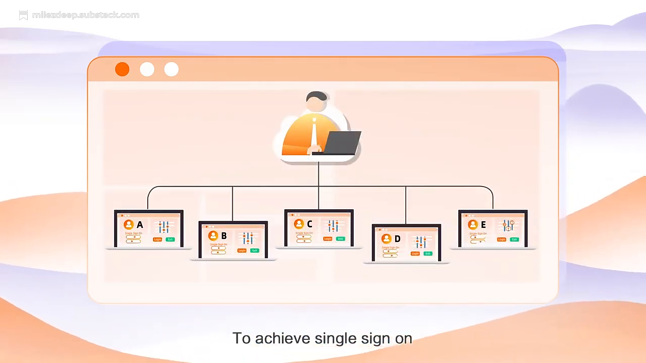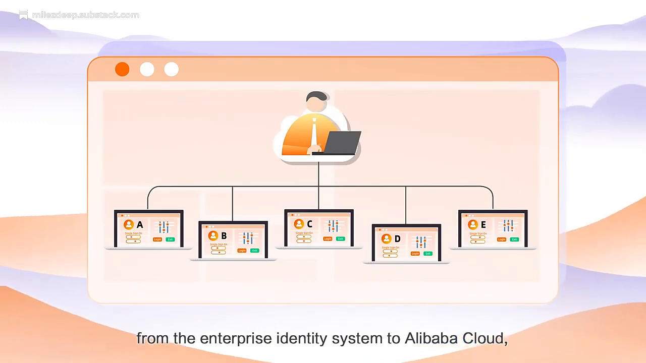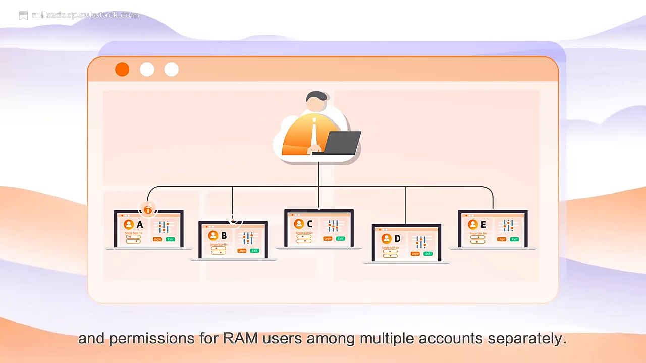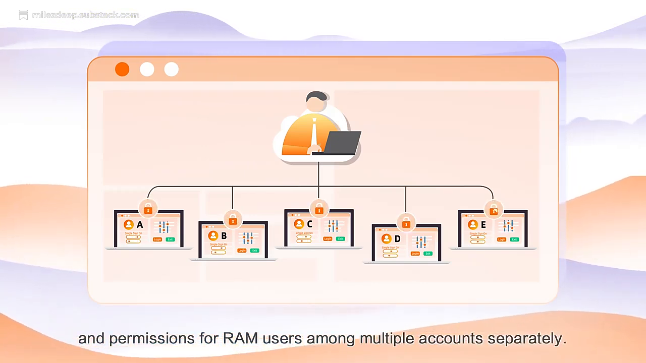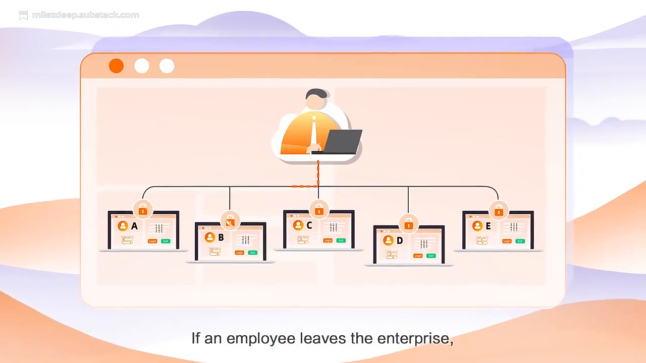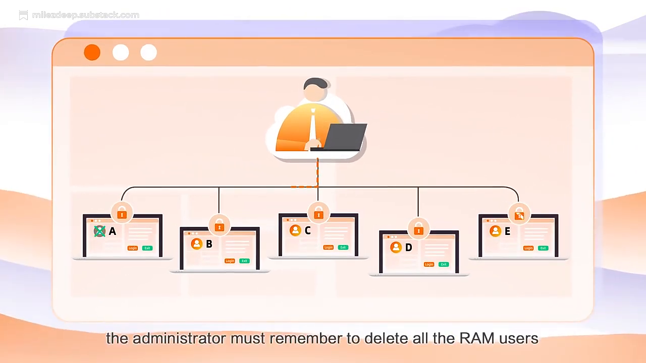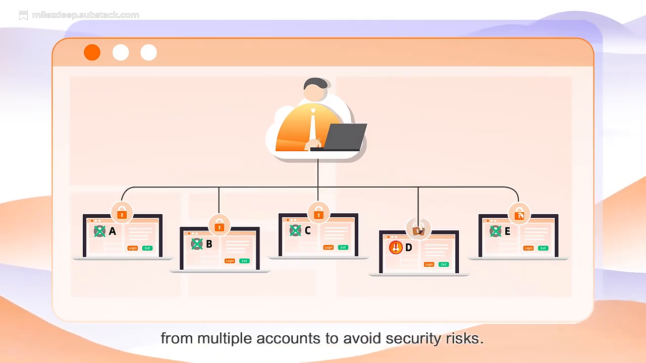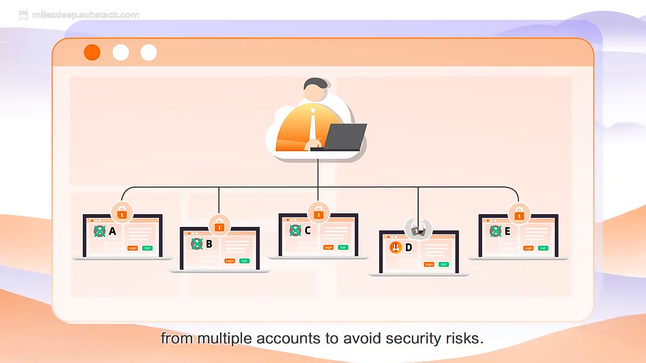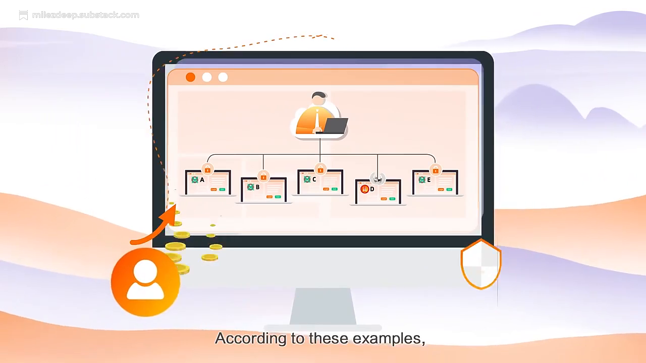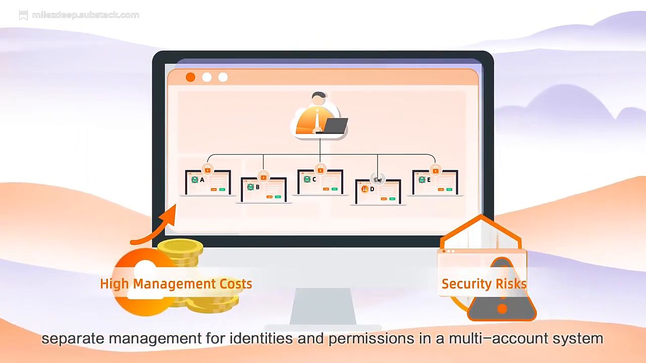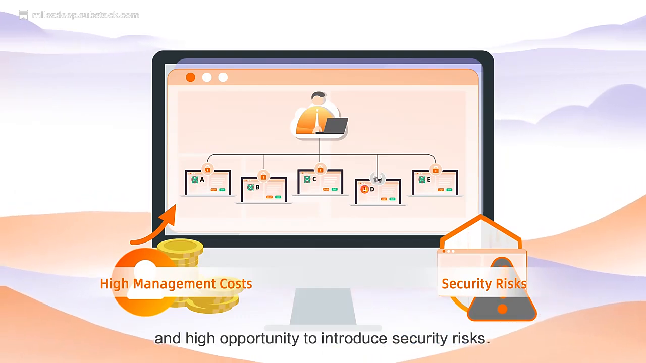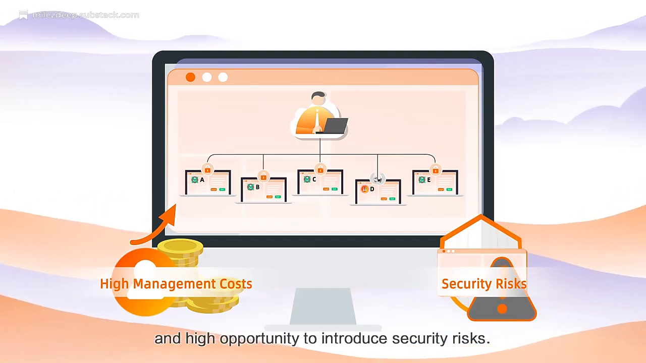To achieve single sign-on from the enterprise identity system to Alibaba Cloud, the administrator needs to configure SSO and permissions for RAM users among multiple accounts separately. If an employee leaves the enterprise, the administrator must remember to delete all the RAM users that are assigned to the employee from multiple accounts to avoid security risks. According to these examples, separate management for identities and permissions in a multi-account system leads to high management costs and a high chance of introducing security risks.